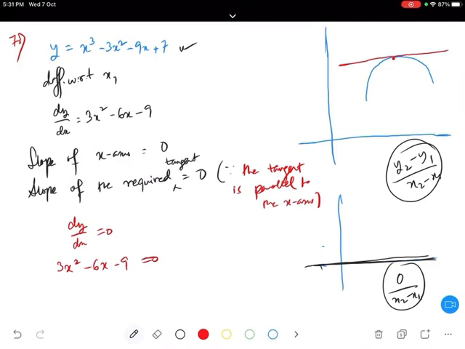Yes or no, guys? Have you understood this one? Am I clear? Come on, write in the comment box, yes or no.